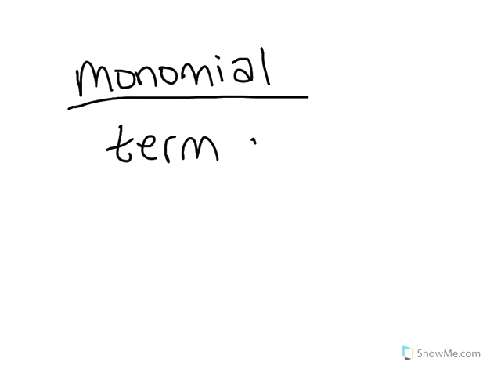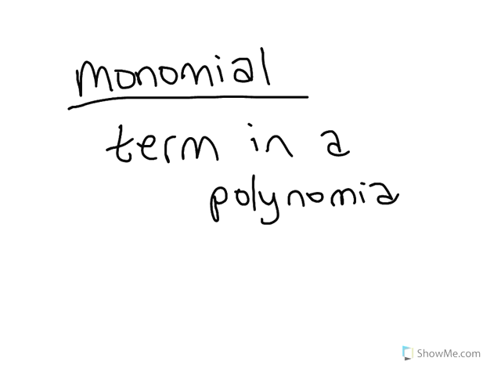Before we get to polynomials, we need to know about the building blocks of polynomials. All polynomials are sums of monomials, and all a monomial is a term in a polynomial. Now, a lot of times, polynomials don't have to have more than one term. For example, here is a monomial. It's also a polynomial, but it's only one term. Here's another.